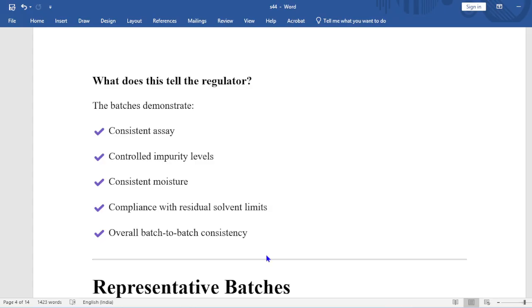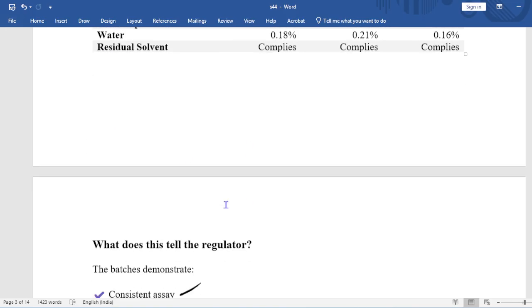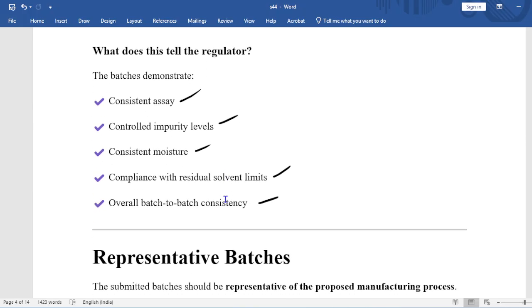What does this tell the regulators? The batches demonstrate consistent assay, controlled impurity level, controlled moisture content, compliance with residual solvent, and batch-to-batch consistency. In the above batches, by performing these tests, the regulators will understand there is consistent control and overall batch-to-batch consistency.